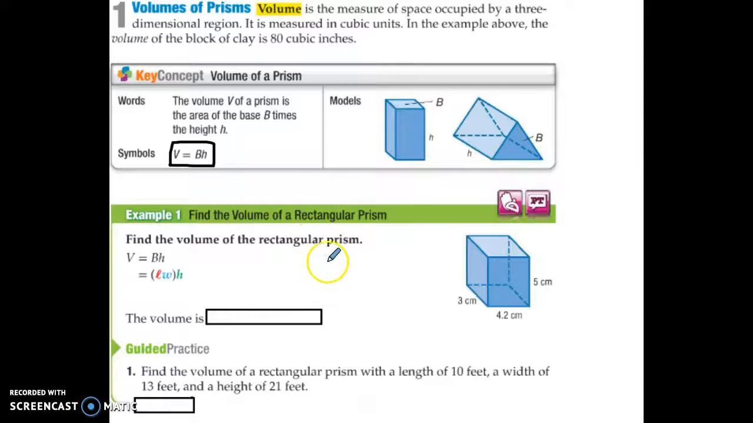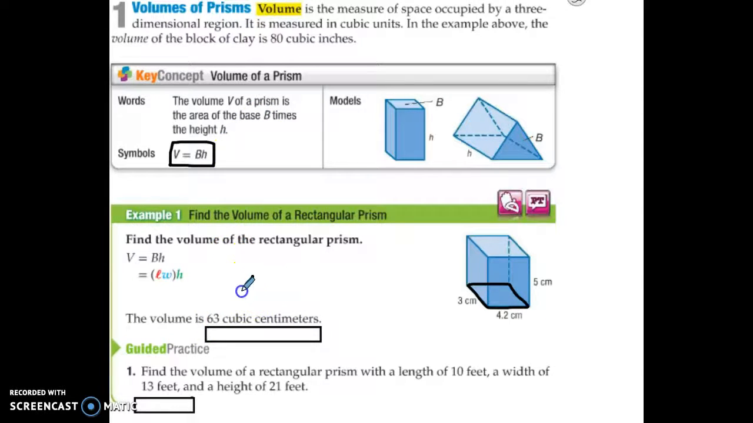Okay? So let's start off with a rectangular prism because that's the most straightforward one. Area of a rectangle is length times width, and then times the height, or the third number that we haven't used. So let's say this bottom rectangle is our base. It doesn't have to be that one, but that's what we're going to choose. So that's going to be 3 times 4.2 times the height. We're going to take 5 as our height, or how tall the prism is. So I'm just going to multiply those three numbers together. And so 3 times 4.2 times 5 is 63 cubic centimeters.